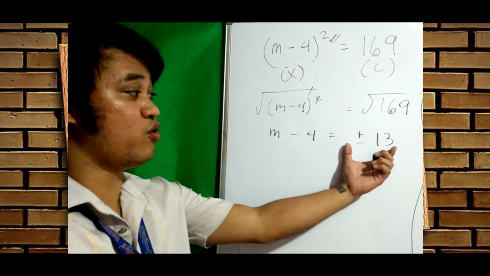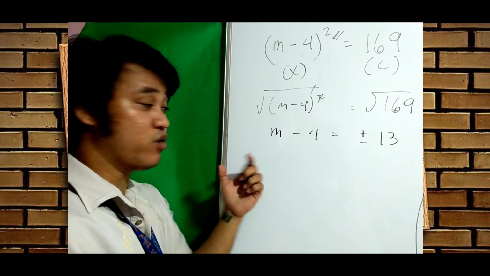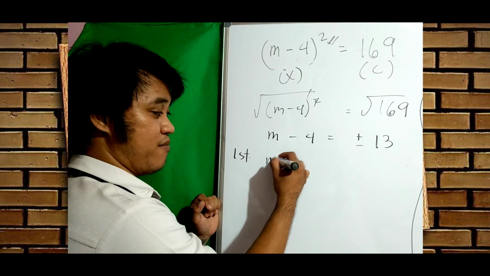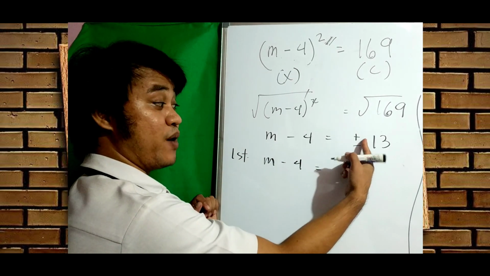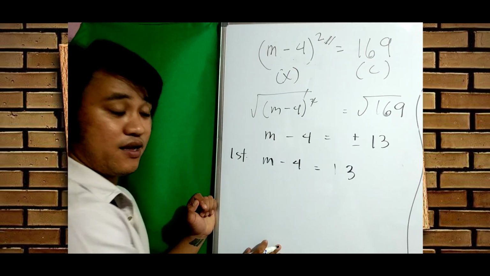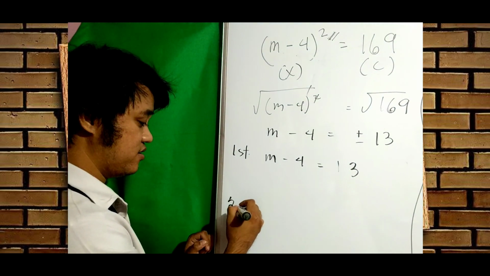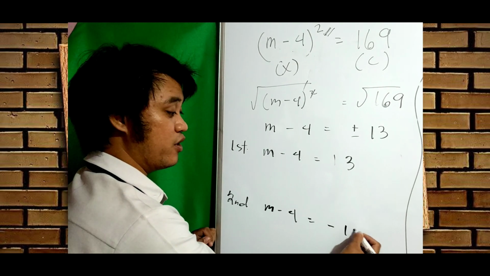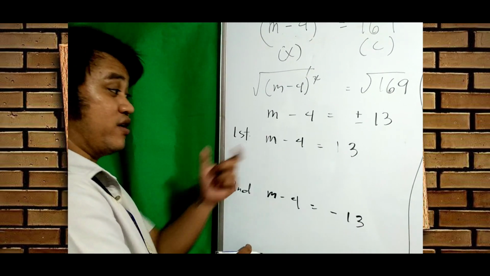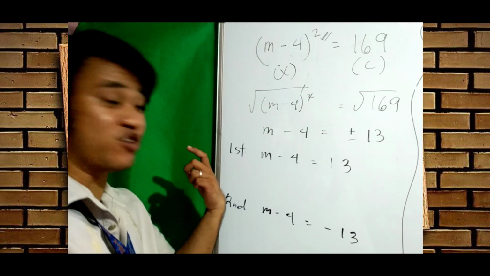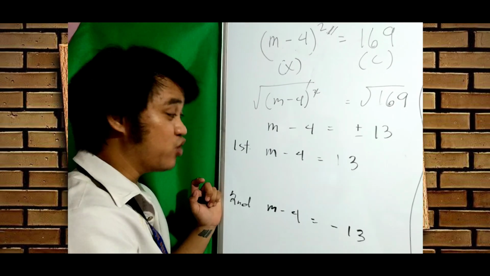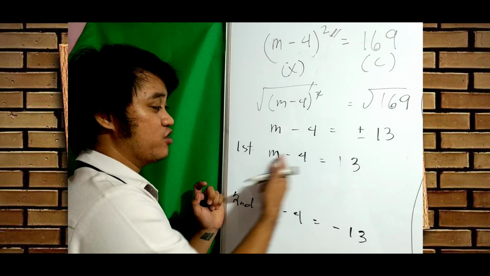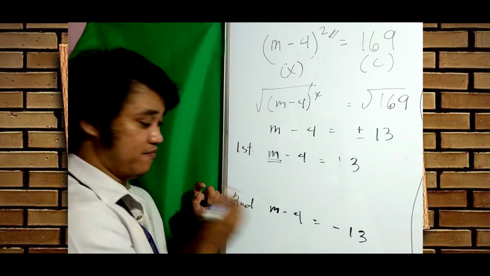So we have now two equations. What are the two equations? First equation, it is m - 4 is equal to positive 13, and the second equation is m - 4 is equal to negative 13. As you can see, as in our previous lesson, this is solving an equation with one unknown. Your unknown here is m.